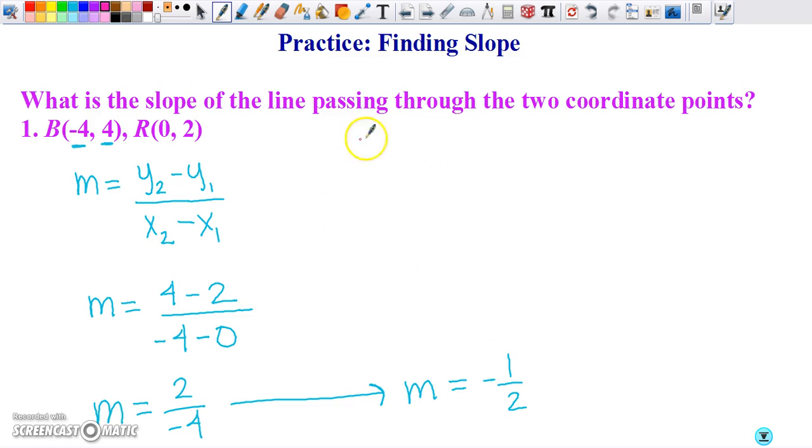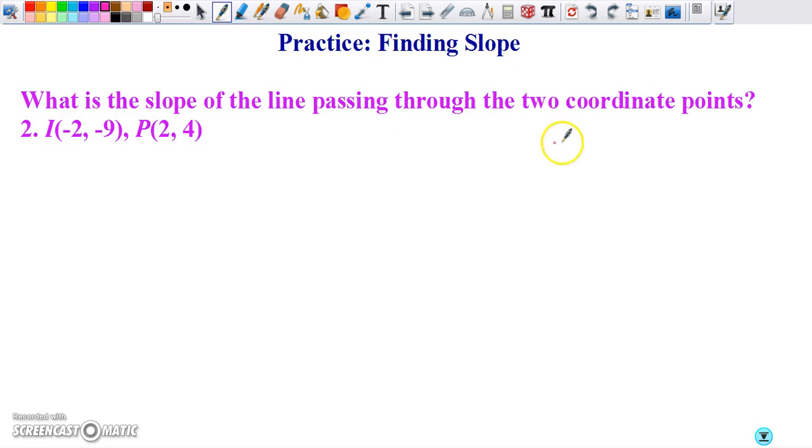Now a second route of doing that same type of problem, and actually I think I have one more example of slope, and I'll go ahead and show you a second method. So method number 2 is from -2 to a +2. So -2 to a +2 would be a total of 4 over -9 to a +4, which would be a total of 13. And so your slope would be a 4 over 13.